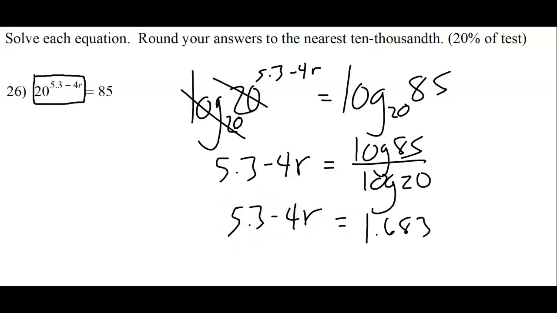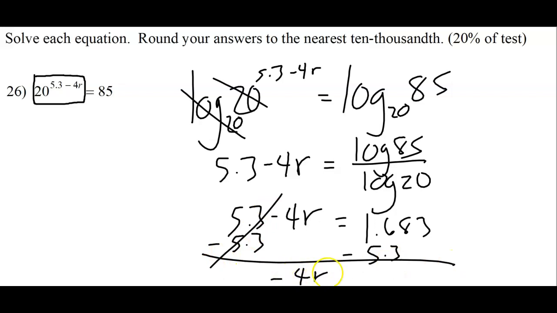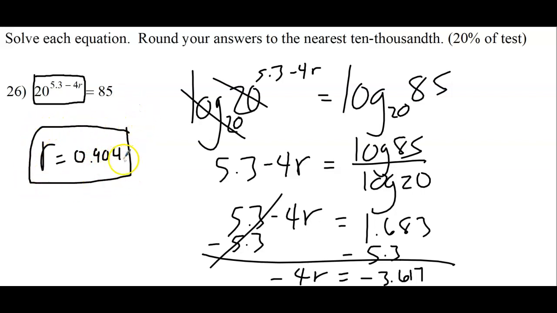In this case, we actually have a little bit more work to do because we want r by itself. So I'm going to subtract 5.3 on both sides first. And for that, we get negative 3.617. And then finally, we're going to divide both sides by negative 4. By doing that, we will get our final answer, which is about 0.904. Okay, so the steps are just to log both sides and solve for r, right? Let's go ahead and take a look at another one here.